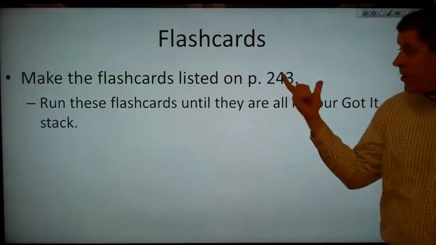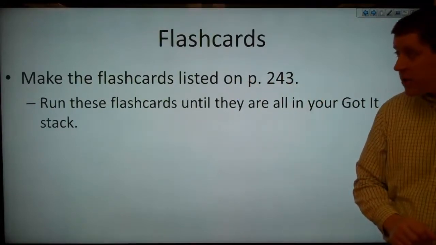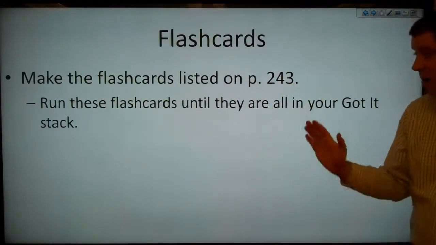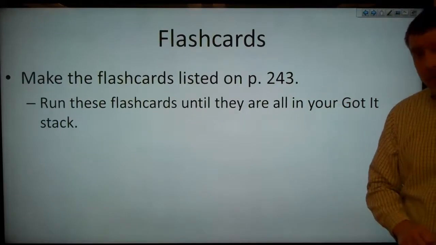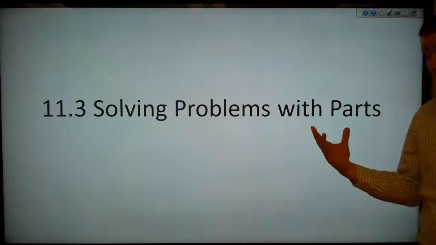So make the flashcards listed on page 243 of the textbook, and then run these flashcards until they're all in your Got It stack. So that was solving problems with parts.